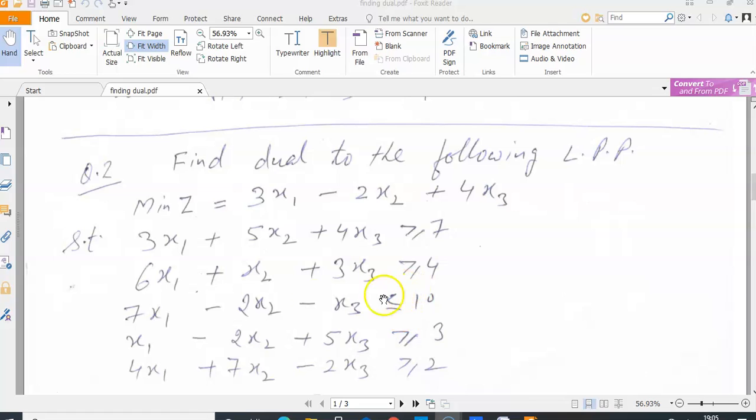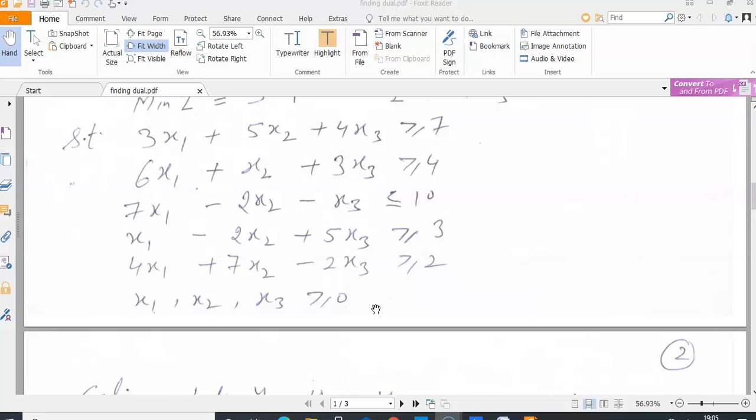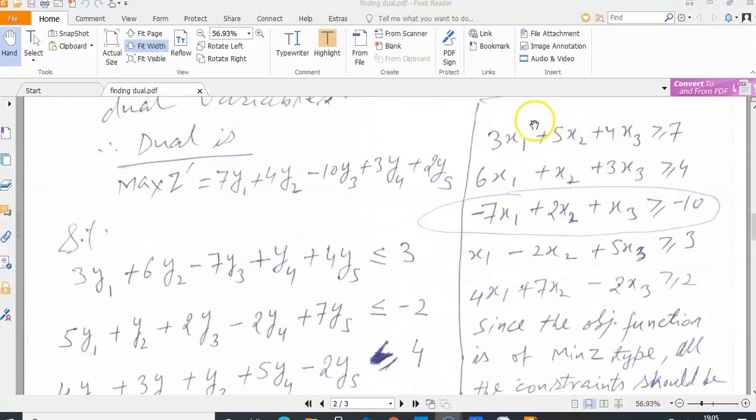What we can do is multiply throughout the left hand and right hand sides and change the sign of this inequality to greater than or equal to type, and this will be minus 10, minus 7, 2 plus 2x2 plus x3. So the first task is this, which I have shown roughly here. All these are of the same type now, and after that we can find the dual.